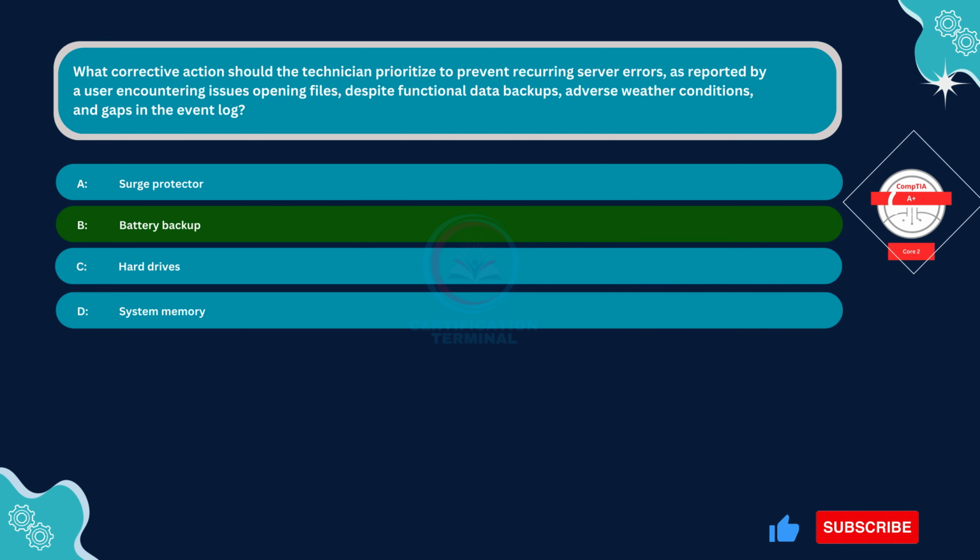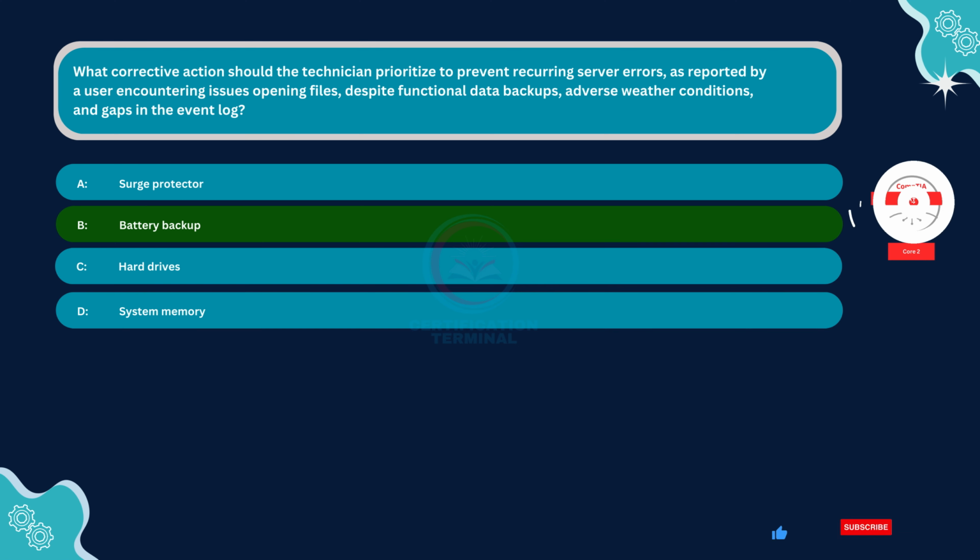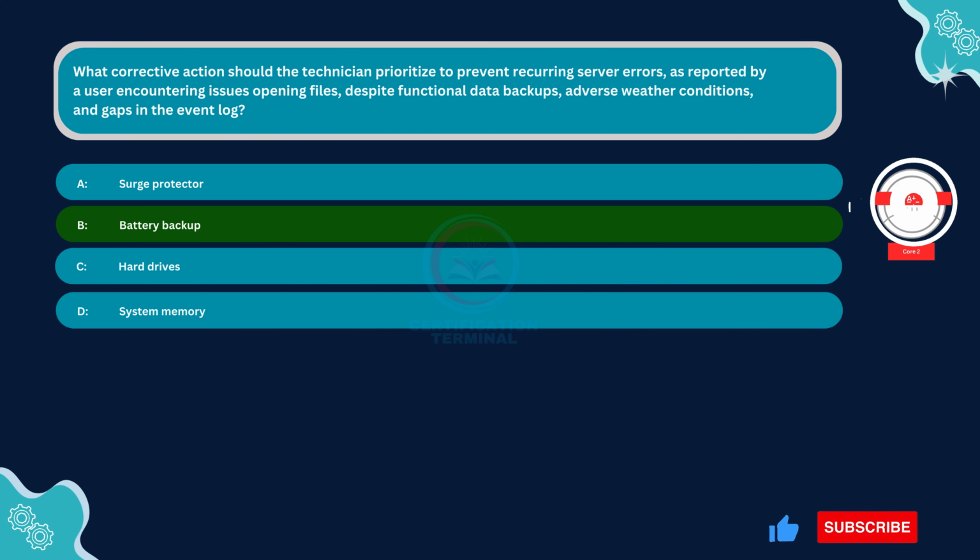A battery backup, also known as an uninterruptible power supply, UPS, provides power protection to servers during electrical outages or fluctuations. It ensures continuous operation and prevents data loss or corruption, which can occur during sudden power loss, even if data backups are functional. Adverse weather conditions, such as storms, can lead to power surges or outages, making a battery backup essential for maintaining server availability and preventing errors.